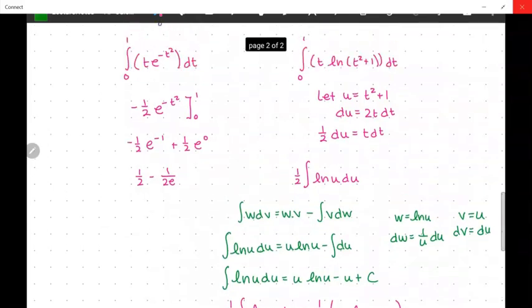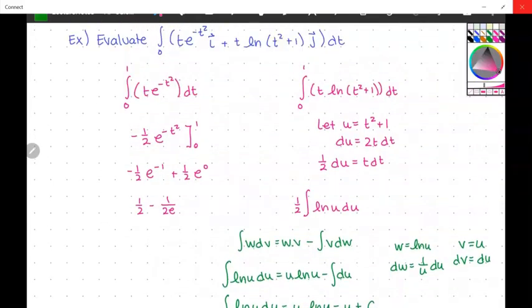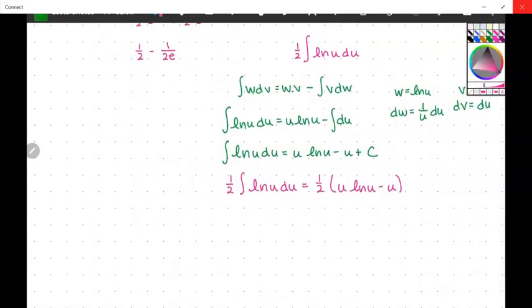So I'm going to go back up here for a second. My lower limit was 0. If t is 0, what is u equal? Okay, so 1 is going to be my lower limit. And if t was 1, what is u equal? 2. So I'm going to go from 1 to 2.